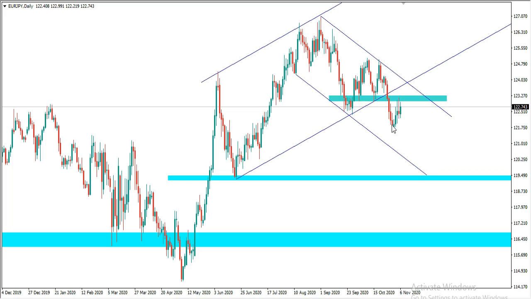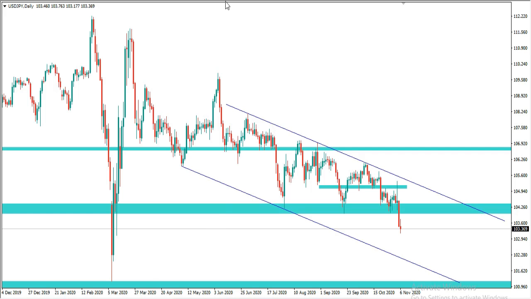But if from this area the price will start changing from a bullish market, which it is right now, to a bearish market, then we are going to be looking for short trades down to our overall target at this low. So that's all on EurJpy.